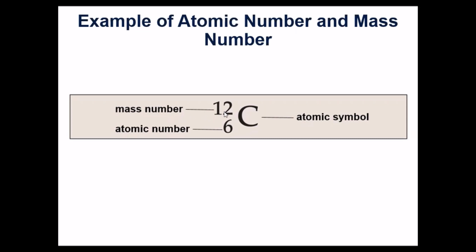Notice its mass number is 12. Remember that the mass number includes protons and neutrons. So I can do a little quick math, and that tells me that not only does carbon have 6 protons, but it must also have 6 neutrons, because if I add those together, I get a total mass number of 12.